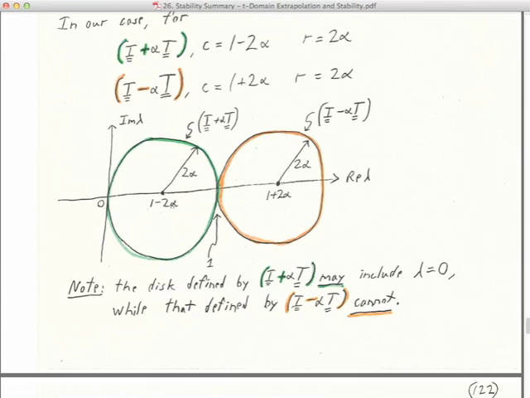We start at a center, which is at 1 minus 2 alpha. So 1's there. And then the radius is also 2 alpha. So if we start at 1 and go back by alpha, the radius, we're at the center. And since the radius is 2 alpha, suddenly the disk touches 0, because 1 minus 4 alpha is going to be 0 for this one.